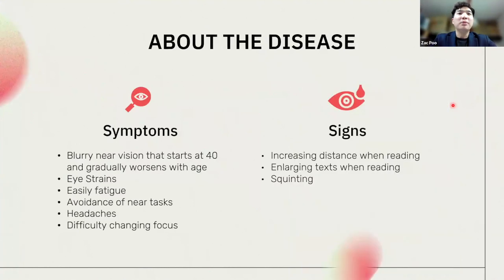So what are the different signs and symptoms that you may notice? First, your near vision starts to get blurry at the age of 40, and it will gradually worsen with age. So every increment of about 50 degrees, which takes about 3 to 5 years, you will start to notice you have to increase your reading distance further.